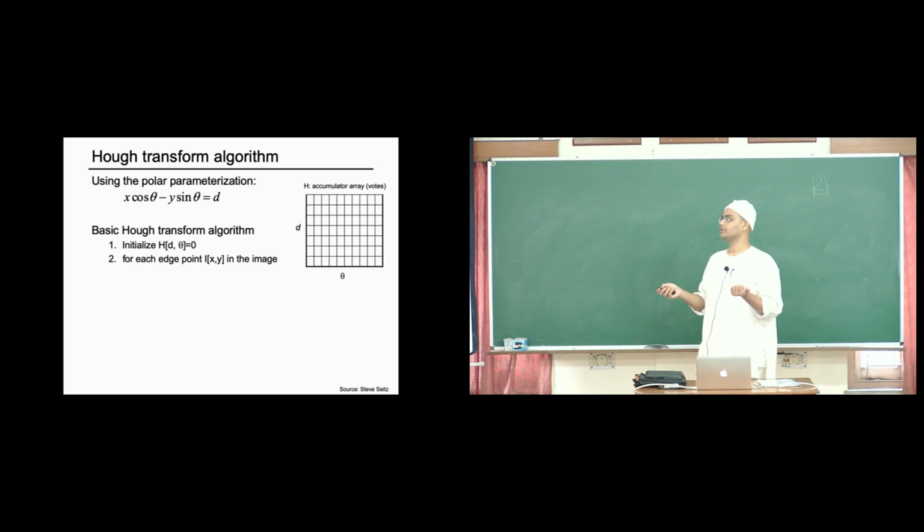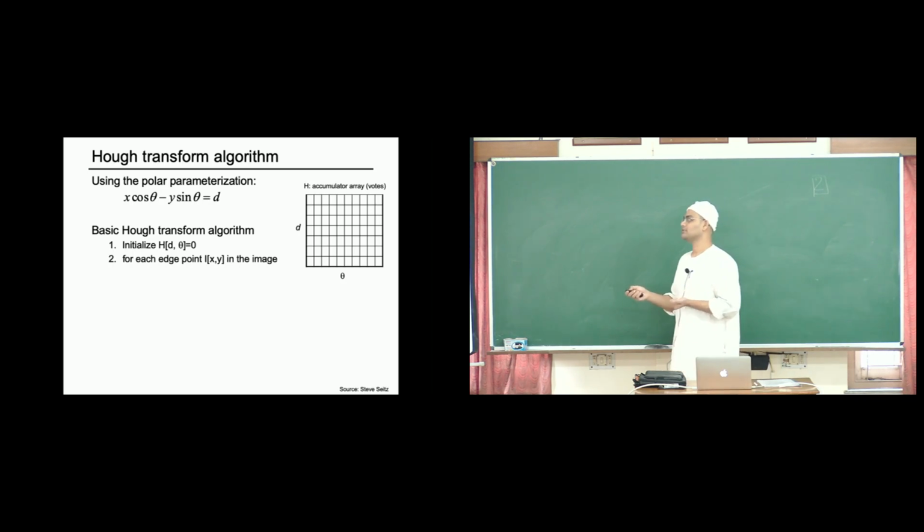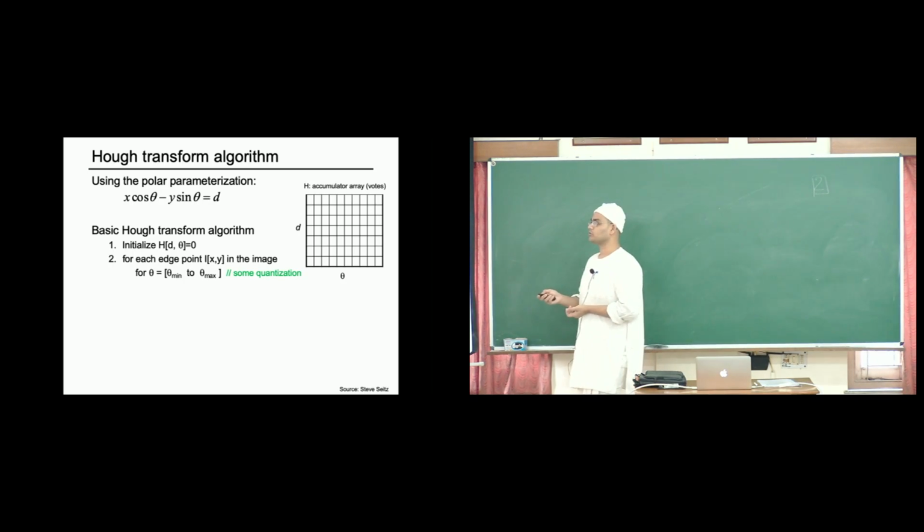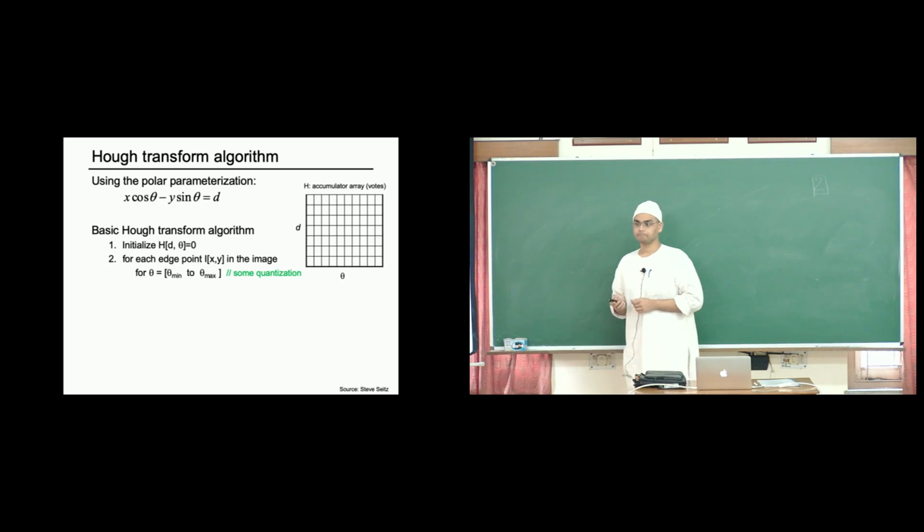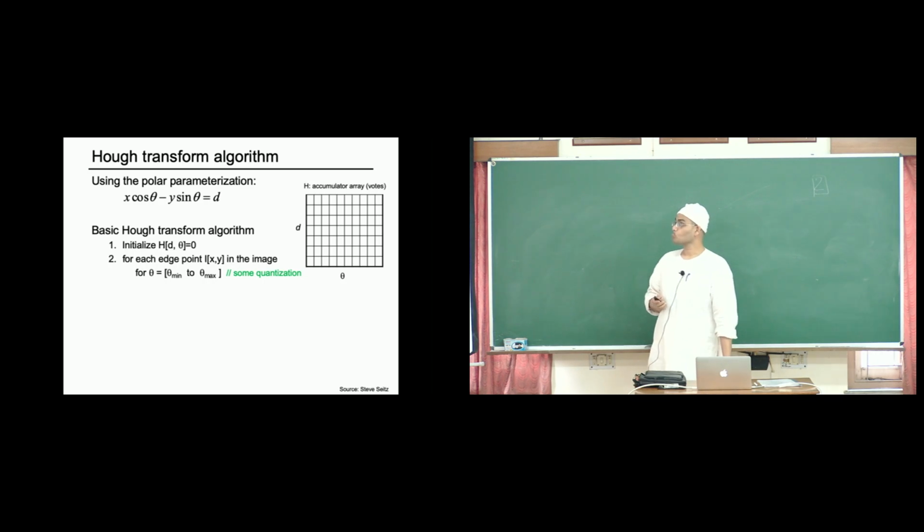So you will go for the edge image, for each edge point I x y in the image. All you are going to do is you are going to limit your theta min to max, theta min and theta max, or it can be 0 to 180 degrees. Okay. This is the equation. This is the equation of the line.